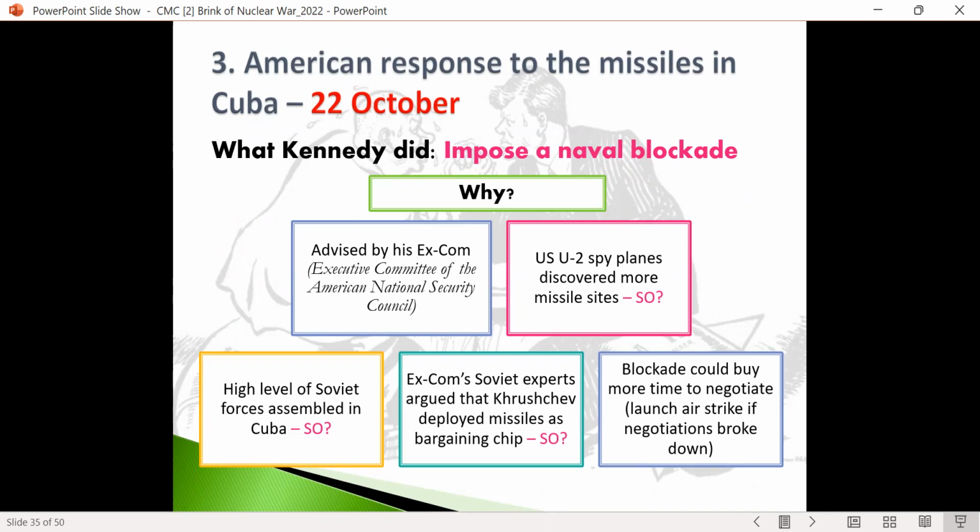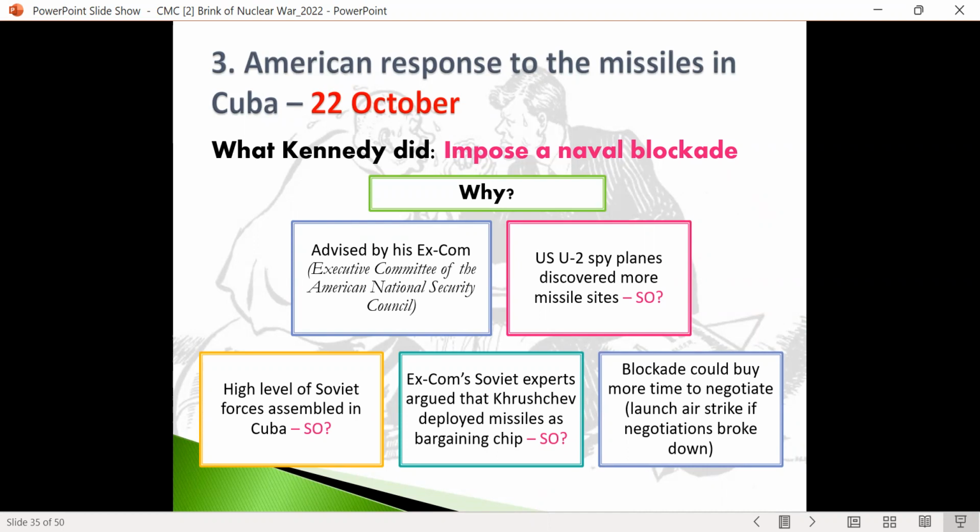Why? Because the U-2 spy planes discovered more missile sites, which showed that there are more missile sites than originally thought. So he decided to impose a naval blockade, to stop any more incoming ships from approaching Cuba and delivering more missiles to them. A lot of Soviet forces are assembled in Cuba already. If you cut them off, they cannot get help, and they cannot do a land invasion or even an air invasion, a land invasion in the US.